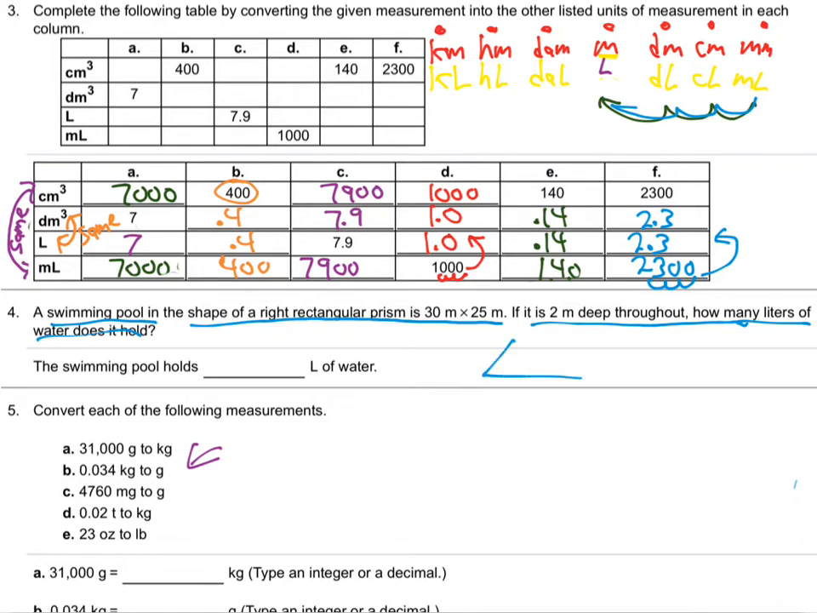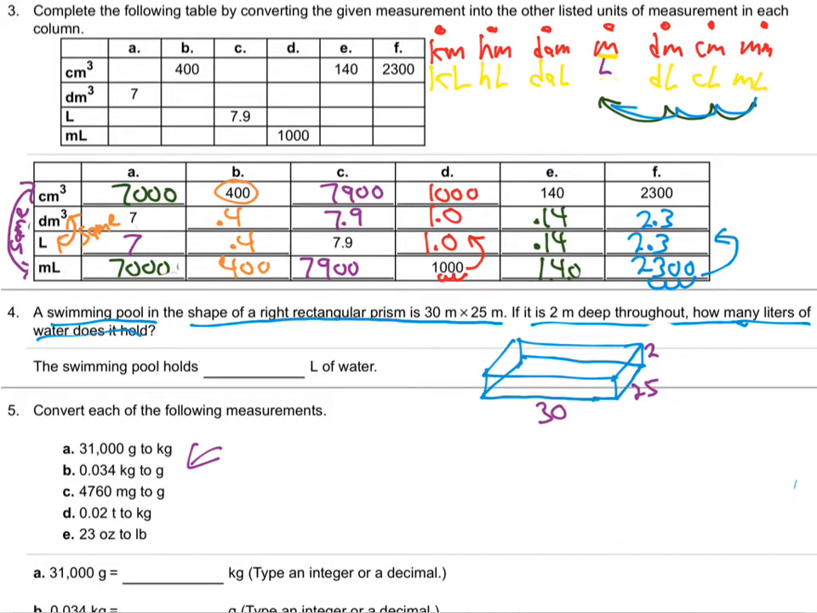So, if I can draw it. Wait, I'm not drawing this so well. So there it is. So it's kind of a rectangular, like a kiddie pool or something. And they're saying it's 30 by 25 and 2 meters deep.